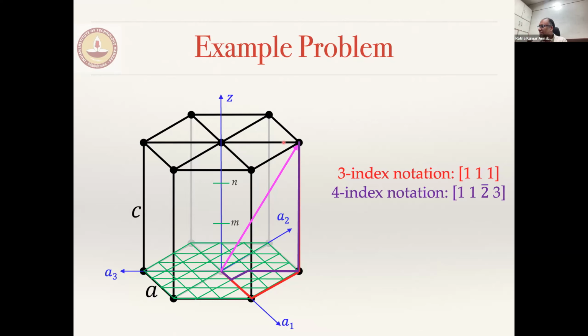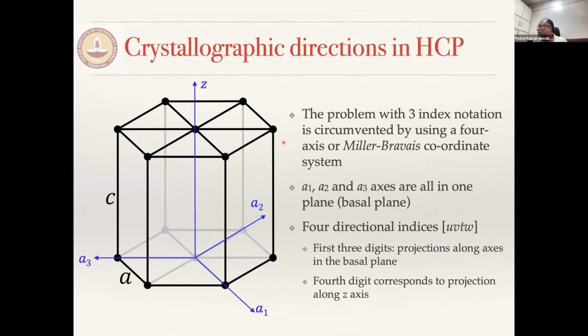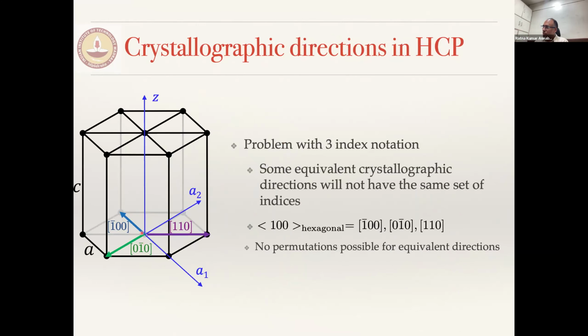So as you have seen earlier, we know 1 bar 0 0, 0 1 bar 0, 1 1 0. All three of them are equivalent or not? Yes, they are equivalent, but they are not represented by the same set of indices. You have 1, 1 and 2 zeros here, and here also you have 1, 1 and 2 zeros. So these two can be simply seen as equivalent directions. But this one, although it is equivalent, does not have 1, 1 and 2 zeros, but has 2 ones and 1 zero, which is a little inconvenient in terms of working with these directions.